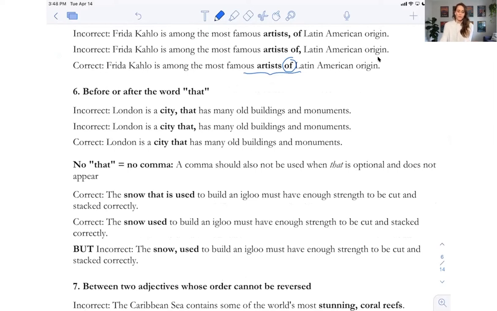You wouldn't say Frida Kahlo is among the most famous artists of Latin American origin. It's a weird interruption. So that is a trick that you can use if you are a little bit uncertain. Do you need the comma or don't you need it? But again, that relies on you deciding what sounds better, which is not the most reliable method to use.